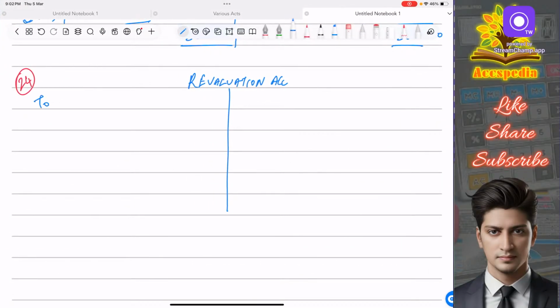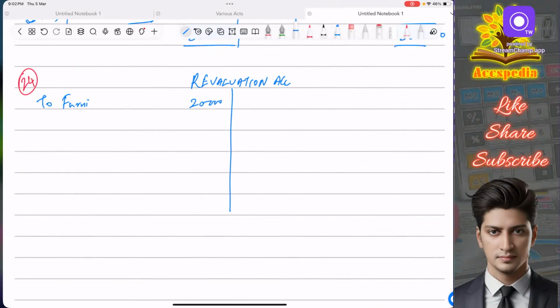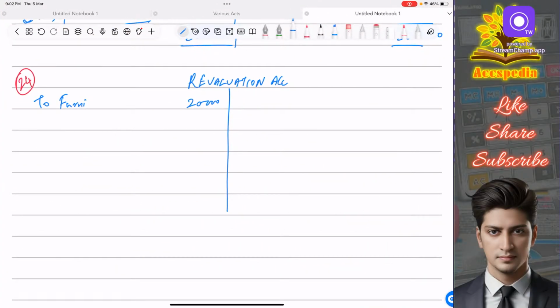So debit 20,000 loss for us. And then liability of 5,000 included in creditors, not likely to arise. So decrease in the liability, gain by creditors.